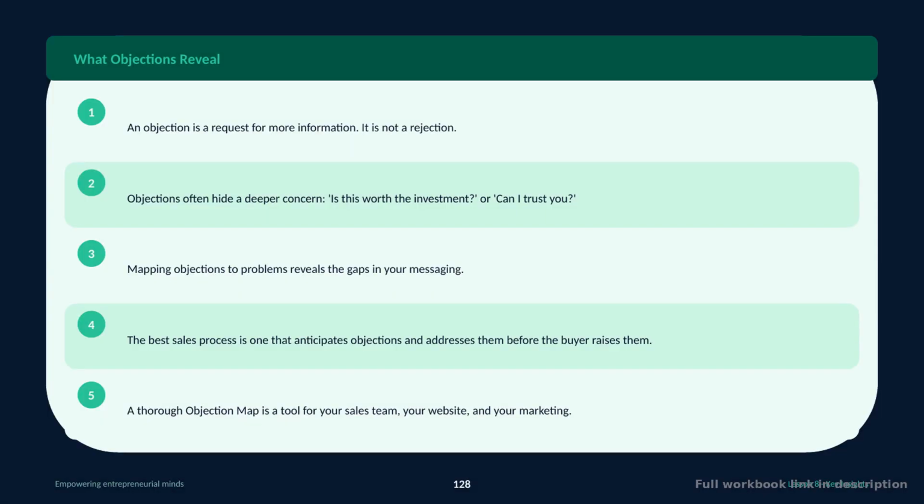First, an objection is a request for more information. It is not a rejection. Second, objections often hide a deeper concern. Is this worth the investment? Or can I trust you? Third, mapping objections to problems reveals the gaps in your messaging. Fourth, the best sales process anticipates objections and addresses them before they are raised. And finally, a thorough objection map is a tool for your sales team, your website, and your marketing.